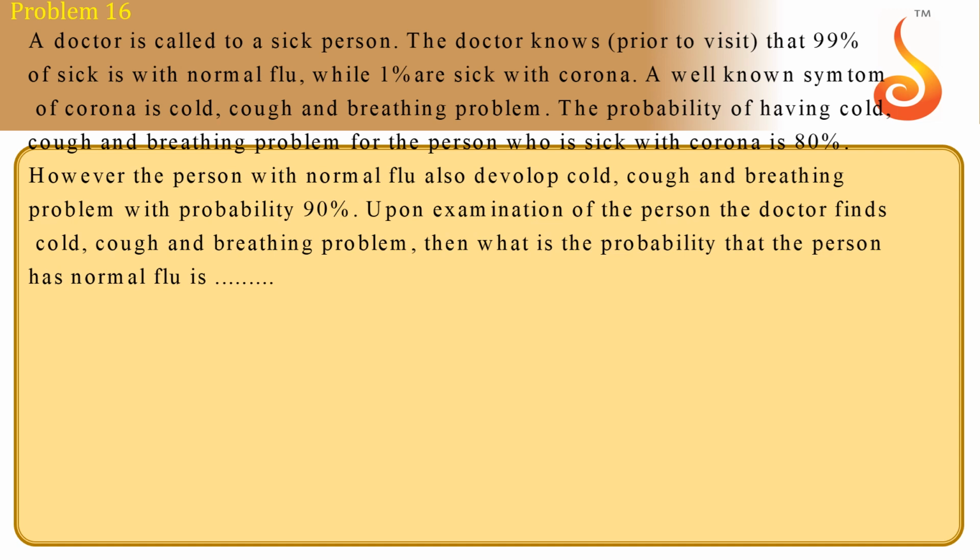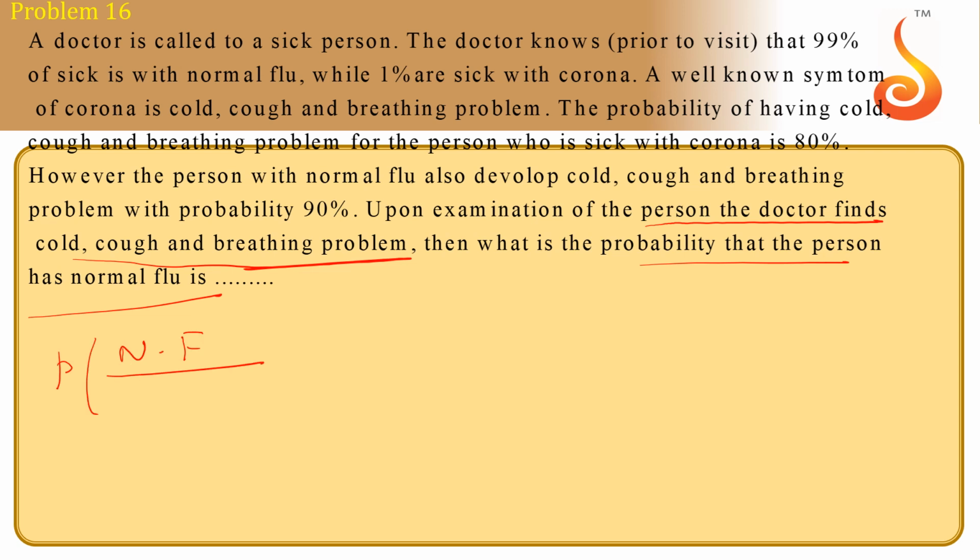Upon examination of the person, the doctor finds cold, cough and breathing problem. What is the probability that the person has normal flu? So I want the probability that he has normal flu given that he has the symptoms: cold, cough, breathing problem. Please try to understand. I am not giving any symbols because it's an objective problem; directly I am telling. Now a division symbol.